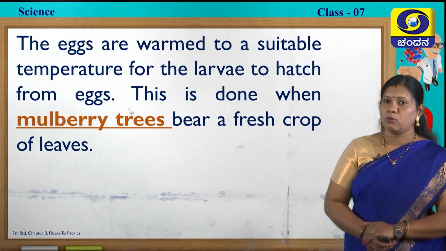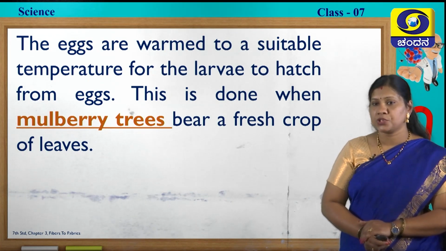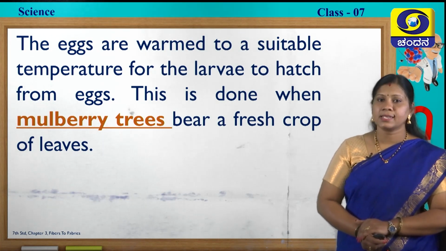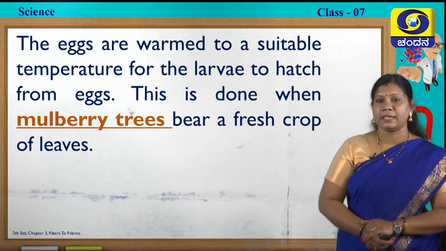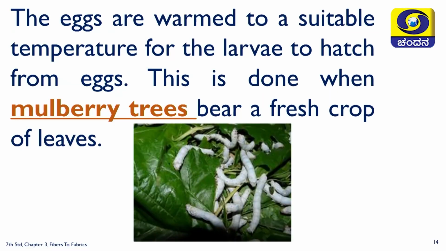The eggs are warmed to a suitable temperature for the larva to hatch from eggs. This is done when mulberry trees bear a fresh crop of leaves. This is how exactly the silkworms or caterpillars look when fed on mulberry leaves.